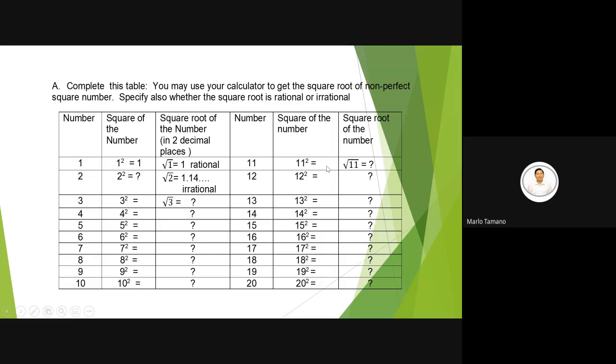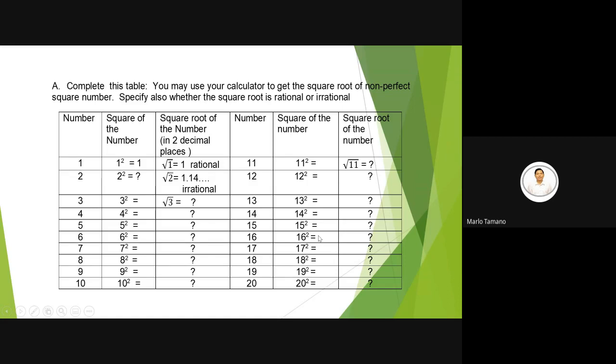Next, 12 times 12. 144. Next, 13 squared. 169. Next, 14 squared. 196. Okay, kung hawak po ninyo ang inyong module o yung learning activity sheets ninyo, you can write the product. Pwede nyo pong isulat ang product. Para meron tayong guide.